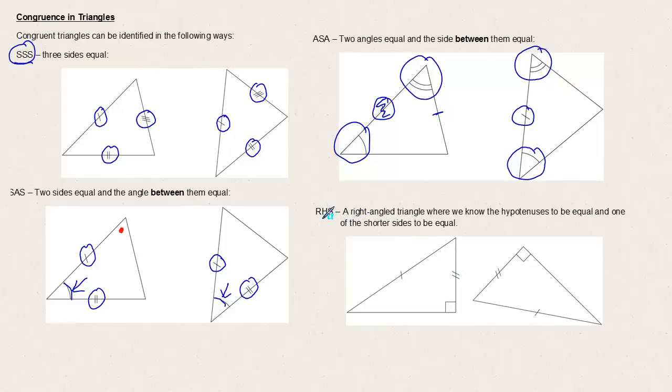Finally, we have RHS. We have a right-angled triangle. We know the length of the hypotenuse is the same, and we know the length of one of the shorter sides is the same.